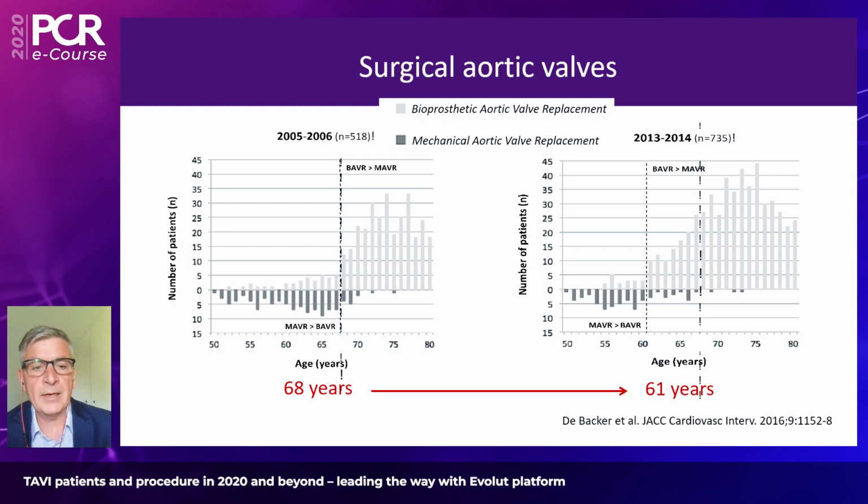So these are data from Copenhagen, and on the left-hand side, you see what the surgeons did back in 2005 and 2006. The black bars are those who received a mechanical valve, and the gray ones, those who have a bioprosthetic valve. And the age of break-even was 68, and less than 10 years later, that came down to 61 years of age. So the surgeons hardly use any mechanical valves anymore. So we're going to expect that TAVI is going to take the majority of these patients who today are receiving a bioprosthetic surgical aortic valve, and instead it is going to be a transcatheter bioprosthetic aortic valve. And that also means that we're going to treat patients with a much longer life expectancy.